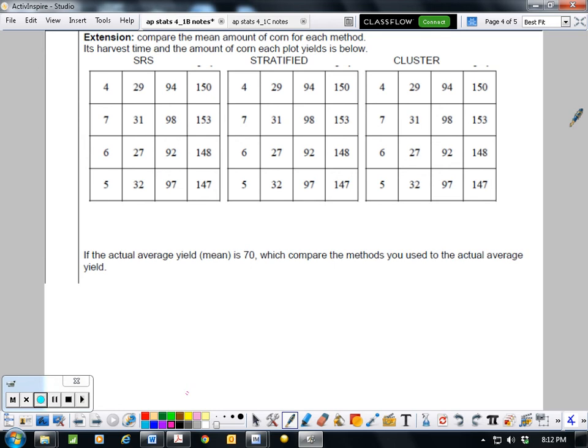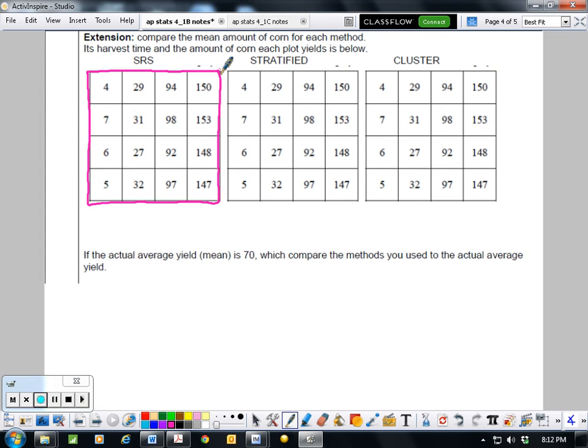So now that we've done this, I have just taken how much corn was found in each plot, and I wrote this 3 times. So here we're going to take a look at our simple random sample, and we're going to see how accurate that was to the true mean.